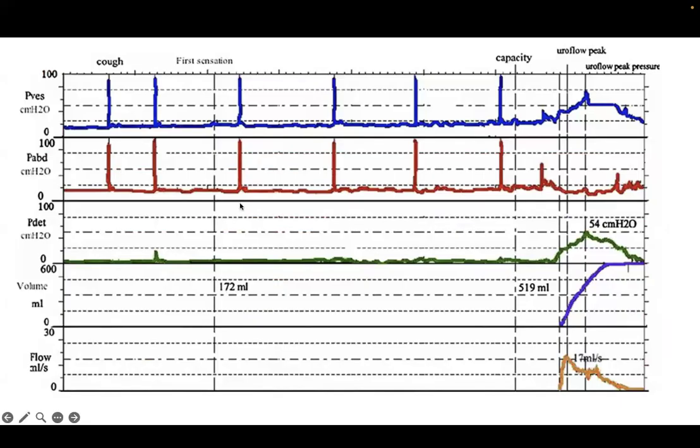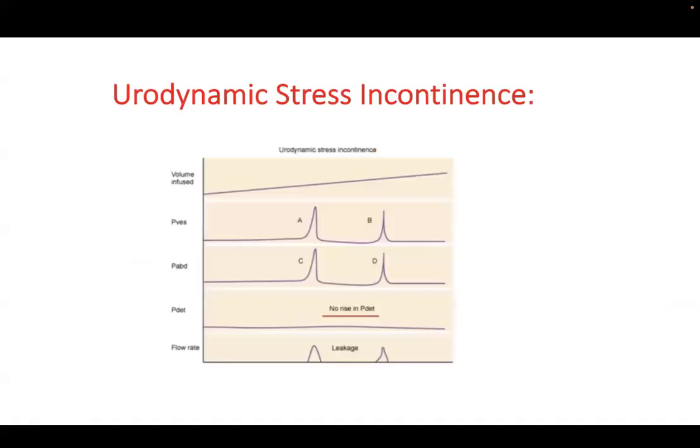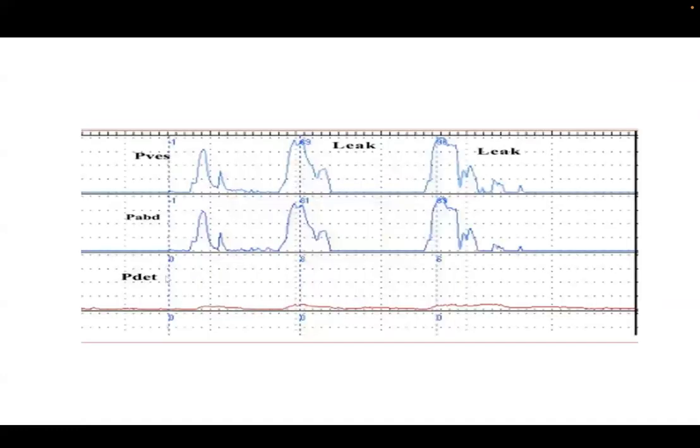If we look at this graph, here is a rise in abdominal pressure on provocation, cough. Here the patient is coughing. During cough, there is a rise of abdominal pressure and vesical pressure, but no leak. So this is a normal urodynamic study. A corresponding peak of abdominal pressure with vesical pressure, but no rise in PDET, associated with leak, is urodynamic stress incontinence. You have to memorize it.